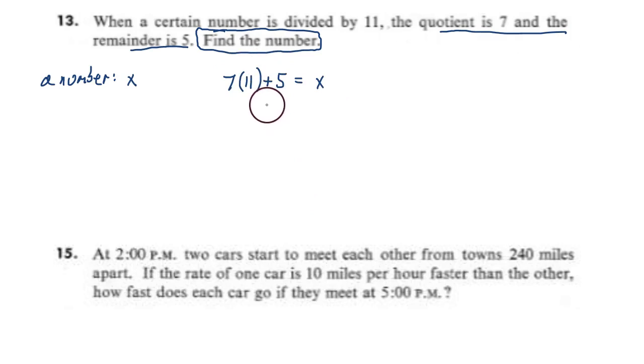Simplifying the left side, we get the result 82. Our unknown number is 82. If you divide 82 by 11, you get 7, remainder 5.